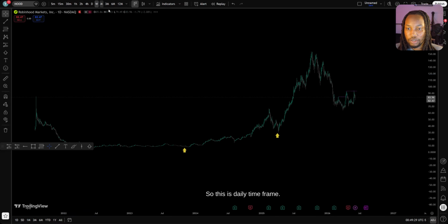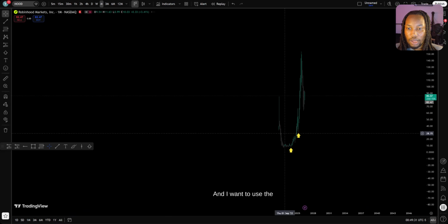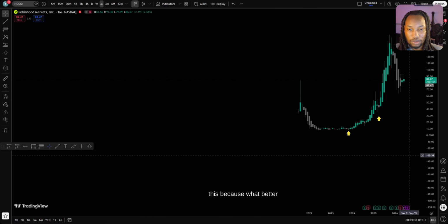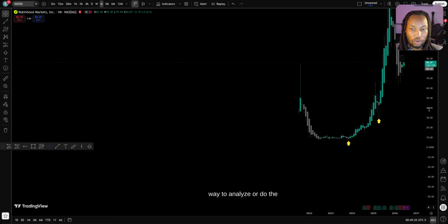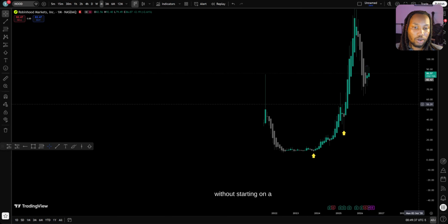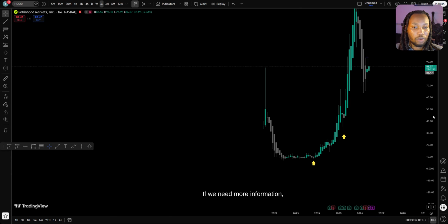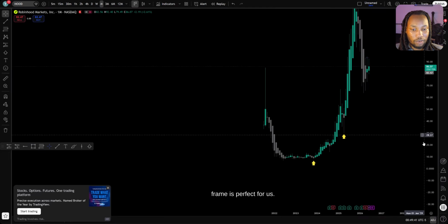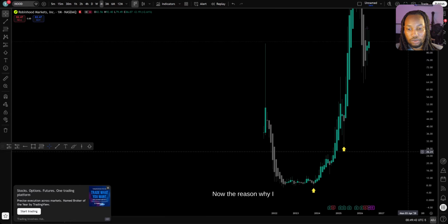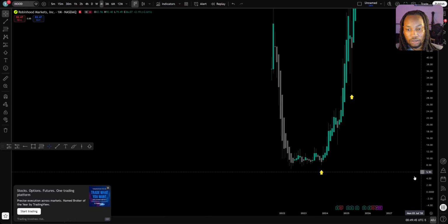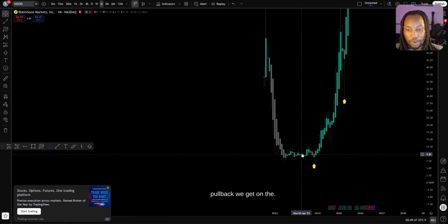This is daily, weekly, monthly. I want to use the monthly time frame for this, because what better way to do proper technical analysis than starting on the higher time frame? If we need more information, we can always go higher, but I think the monthly time frame is perfect for us.